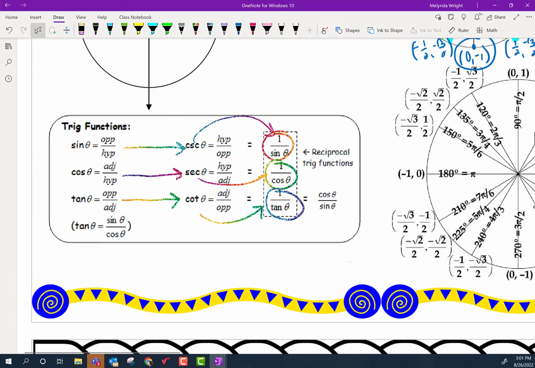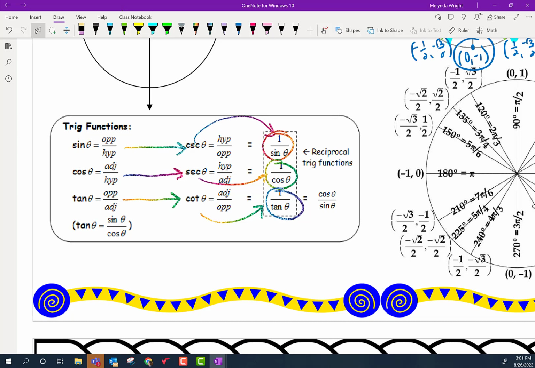And tangent, just a reminder, tangent is sine over cosine. If you don't know that, you definitely do need to know that. So sine is y and cosine is x. Tangent would be like y over x.